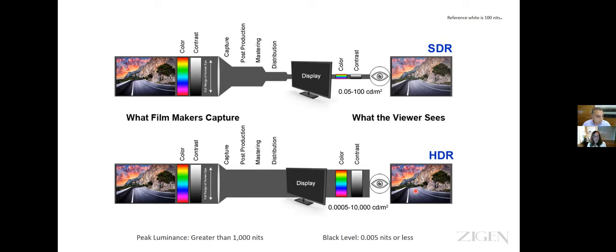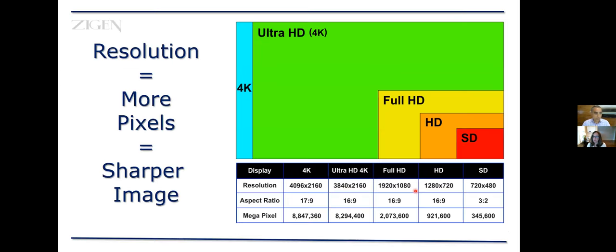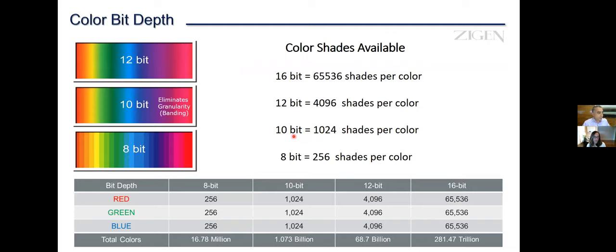With that in mind, knowing that that's important, here's our resolution chart. This chart represents SD, which was 480p, and then HD, 720, 1080p, now Ultra HD and DCI. So more resolution equals more pixels, and that equals a sharper image. But that's not all when it comes to a sharper image, because our bit depth dictates how smooth that image is going to be. Here is a representation of our RGB triplets.